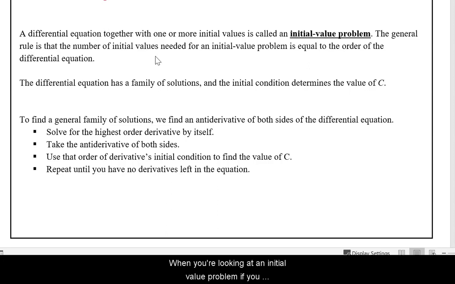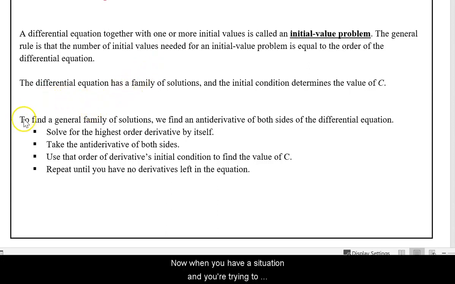However, when you're looking at an initial value problem, if you have the same number or more initial values than you have the order of the differential equation, you should be able to pin down precisely the value of your constants so that you would get a particular solution for that situation.